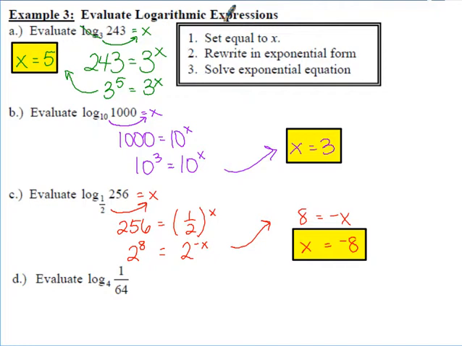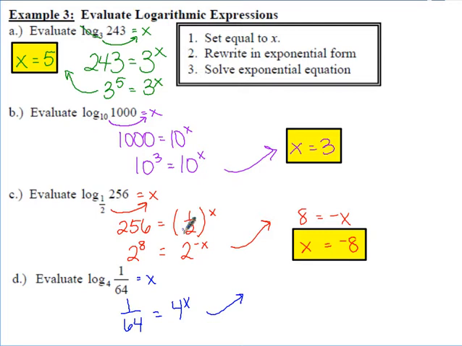Okay? Last one, letter D. What slides over? 4. So you get 1 over 64 is equal to 4 to the x. Can 64 be written as 4 to a power? Yeah. 4 to the 3rd, and we have to move it to the top, so we're going to get 4 to the negative 3.